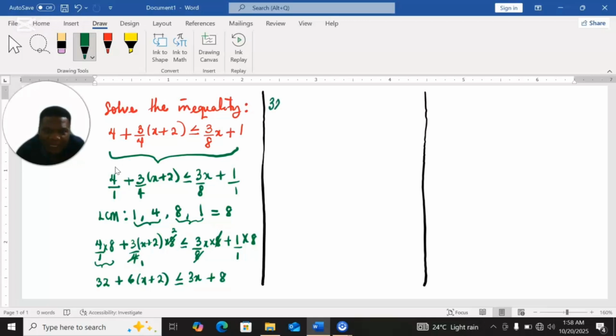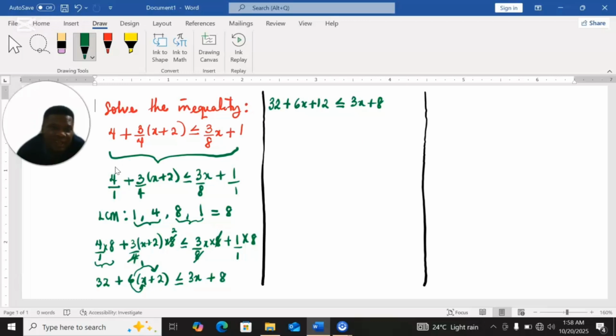So I'm going to put 32 plus 6 here, opens up this bracket, multiplying x to give us 6x plus 6 now multiplies 2 to give us 12, less than or equal to 3x plus 8. Now I'm going to take another step here.